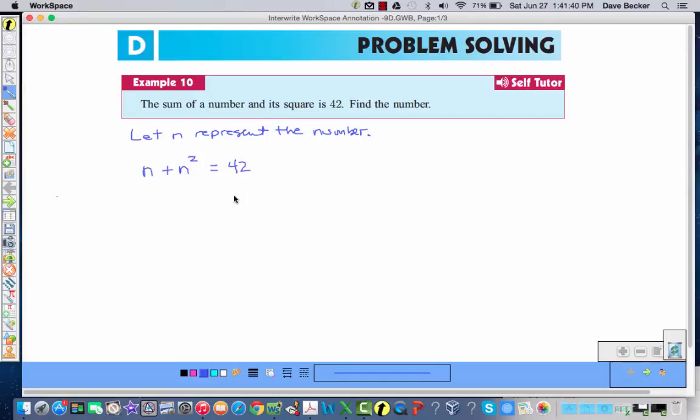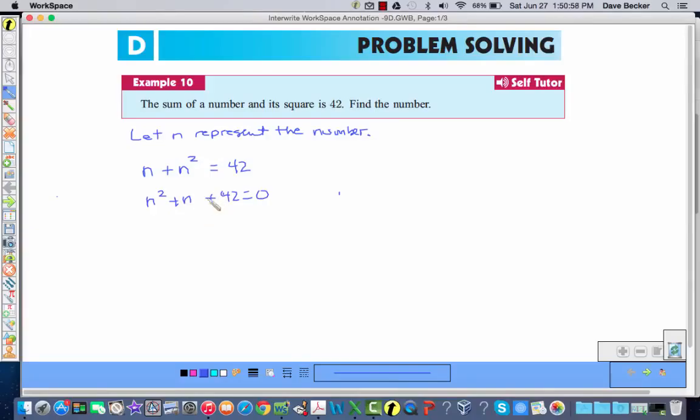Find the number. All right, so here we go. Let's clean this up a bit. I think you can see where this is going. n squared plus n plus 42 is equal to 0, except that this should be minus 42. What a loser I am. That would make all the difference because then we can do n plus 7, n minus 6 is equal to 0.